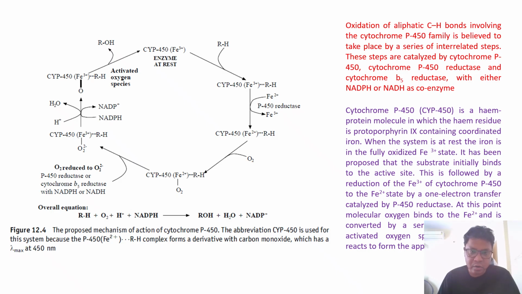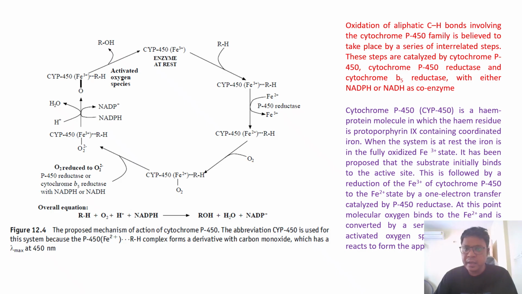Oxidation of the aliphatic C-H bond involving the cytochrome P450 family is believed to take place in a series of interrelated steps. These steps are characterized by cytochrome P450, cytochrome P450 reductase, and cytochrome b5 reductase, with either NADPH or NADH as a coenzyme.